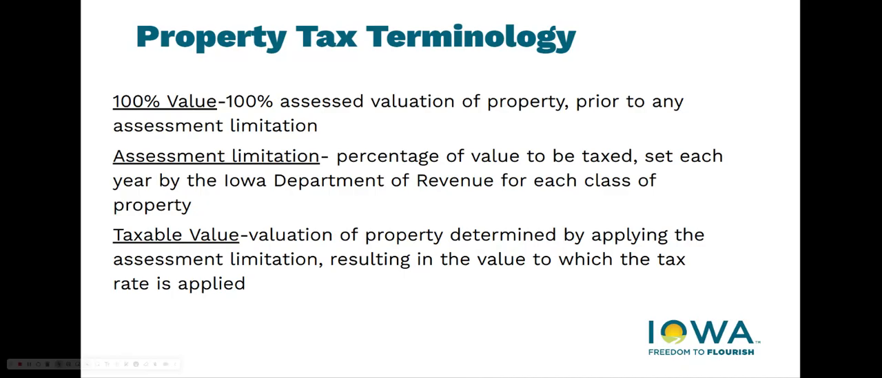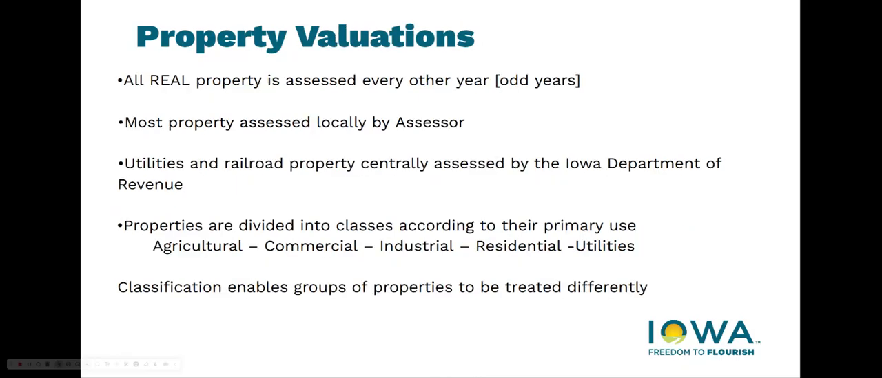What results then, if we look at that 100% assessed value and apply any applicable assessment limitation, you would arrive at the taxable value. So that's the value of property determined by applying the assessment limitation. And whatever that taxable value is the value that actually will see the tax rate applied to it. When we talk about property, all real property is assessed every other year in the odd years. And so at this point, when we talk about real property, it's important to know we're talking about things like land and buildings, structures, things of that nature. That's what we consider real property. Most property is assessed locally by your city or county assessor.